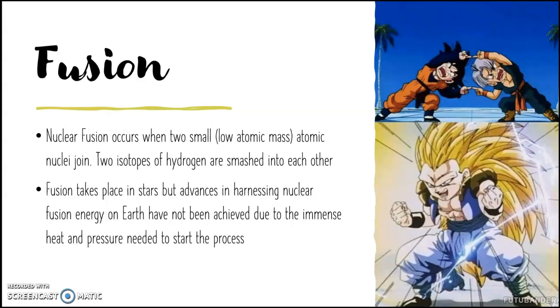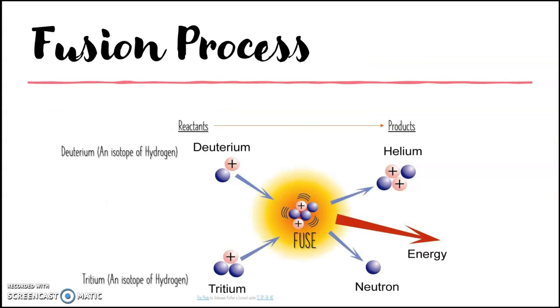Nuclear fusion. Nuclear fusion occurs when two small, meaning low atomic mass, atomic nuclei join. Two isotopes of hydrogen can be smashed into each other to make helium, while at the same time releasing energy and a spare neutron. Fusion takes place in the stars, but advances in harnessing fusion energy on Earth have not been achieved due to the immense heat and pressure needed to start the process. But we will revisit this topic later on in this unit.